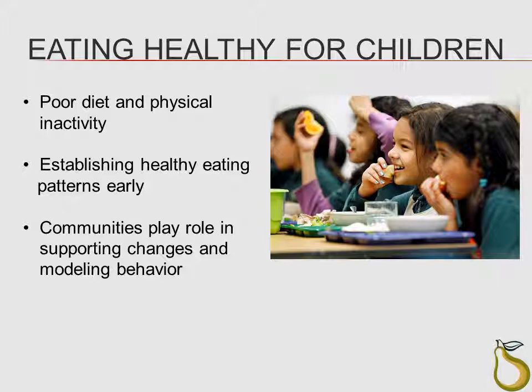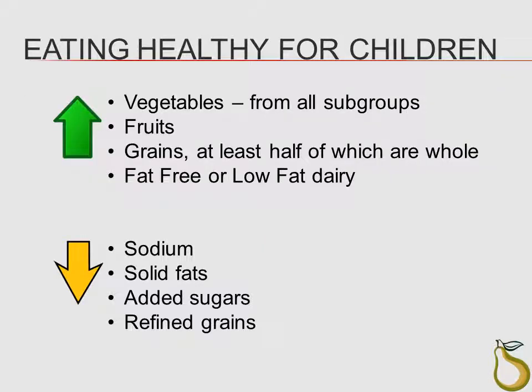Families, schools, and communities play important roles in supporting changes and in modeling behaviors for eating and physical activity to children and adolescents. So how do we help? By following the Dietary Guidelines for Americans recommended intake levels for certain nutrients and food groups, components, and by limiting some specific food items and increasing others. Who can see the connection with the USDA school meal patterns?